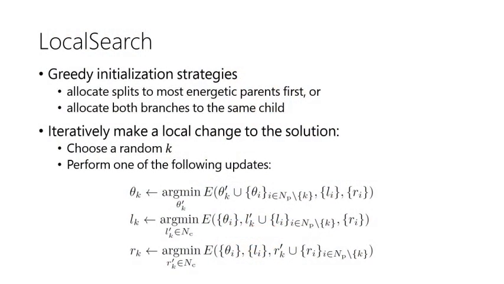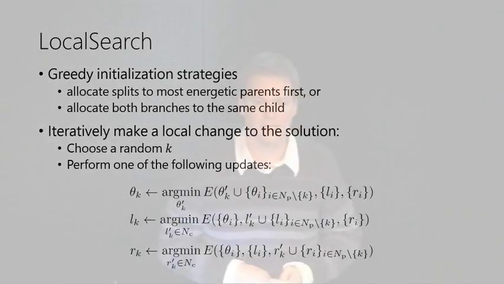So local search, how does that work? Well, first of all, we start with some feasible initialization, and there are various ways of doing that. One that seemed to work quite well is you essentially allocate both child branches from each parent to the same child. And you do that as much as you can, and then if you run out of budget, then you start allocating where you least increase the energy. And there are other strategies you can try.